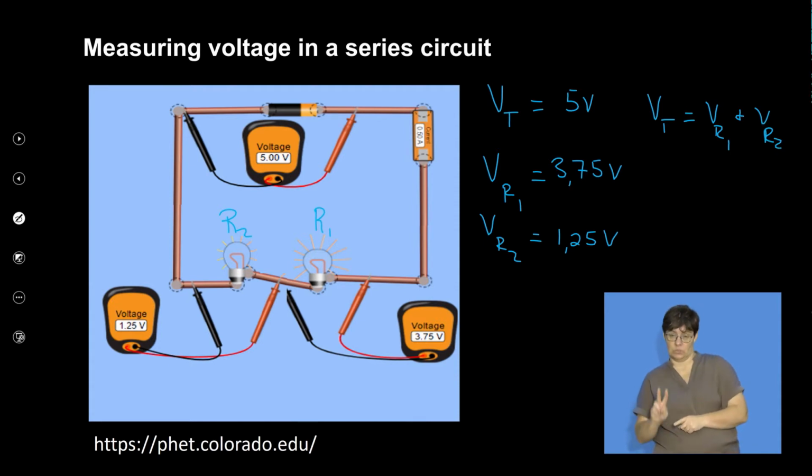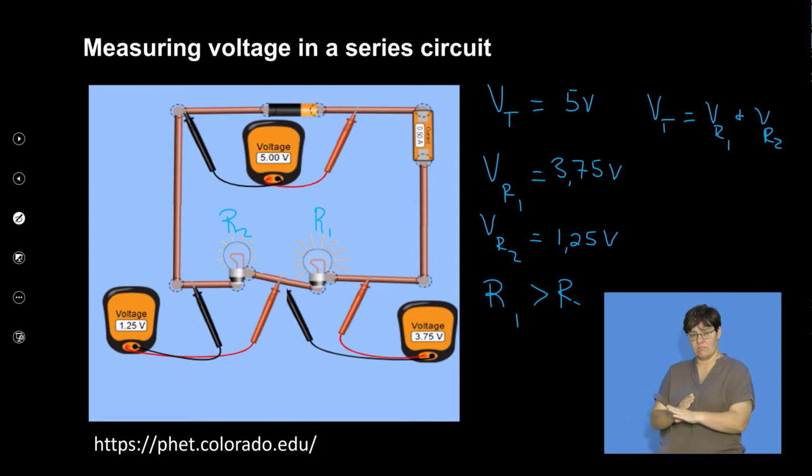This is what we mean when we say the 5 volts is divided between R1 and R2. But one other thing that is also very important to note is that R1 is glowing brighter than R2. What does that tell us? It tells us that R1 has a greater resistance than R2, okay?